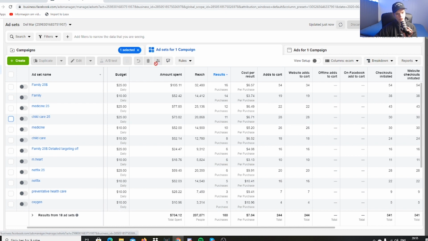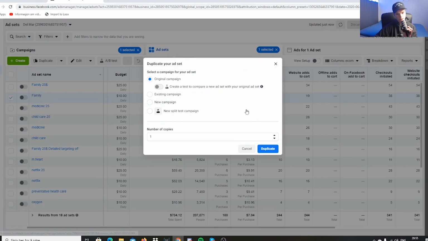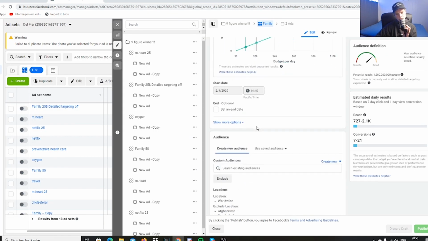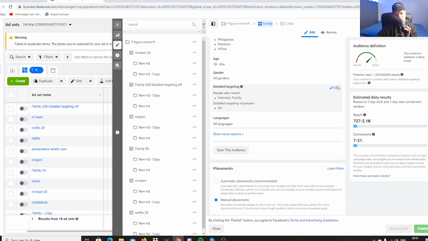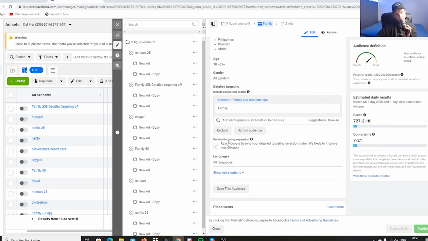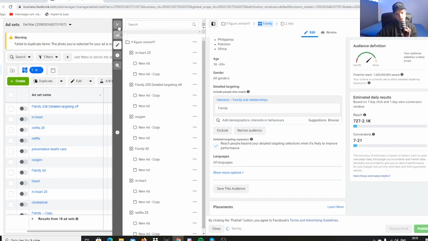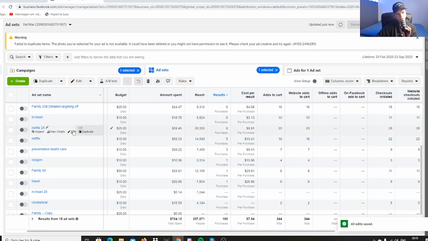One thing that I also would do in a campaign like this is to split test one thing. So I will now take family right here, I'll duplicate it, and I'll show you guys a little bit of a secret right down here. If you go here, we see detailed targeting expansion on. I would always use this button, always leave it checked. But what I would do in this case, guys, is I would make another family ad set like I'm doing now, just turning it off and publishing it. I'm not going to do that for the sake of this video, though.